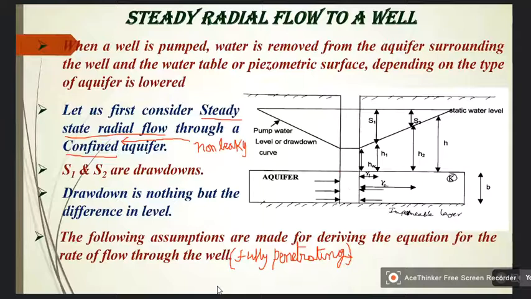That means this is the total thickness of the aquifer. So this well is extending throughout this depth. If I consider a well like this, say for example, which is not driven up to the bottom, then this is a partially penetrating well. This case is a partially penetrating.